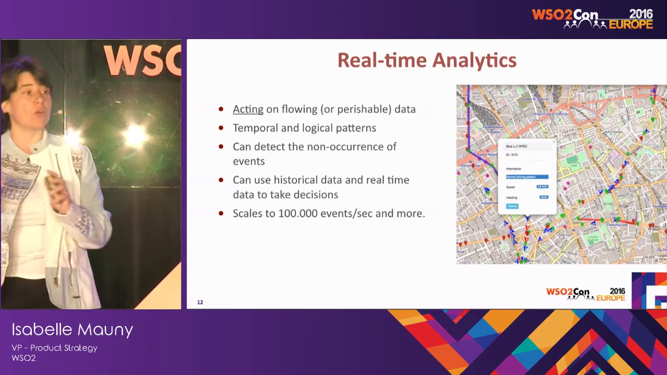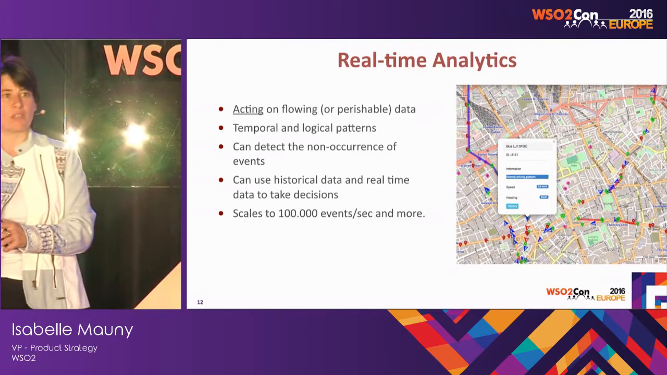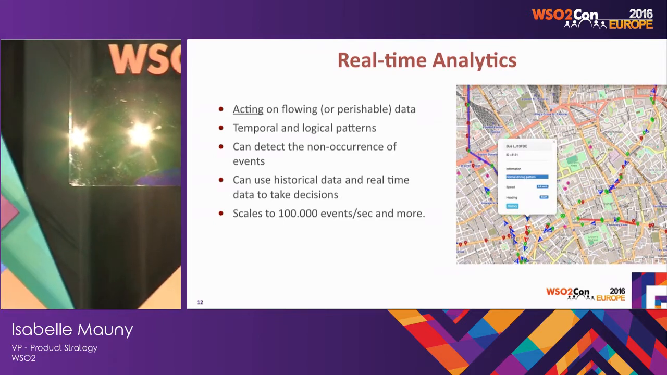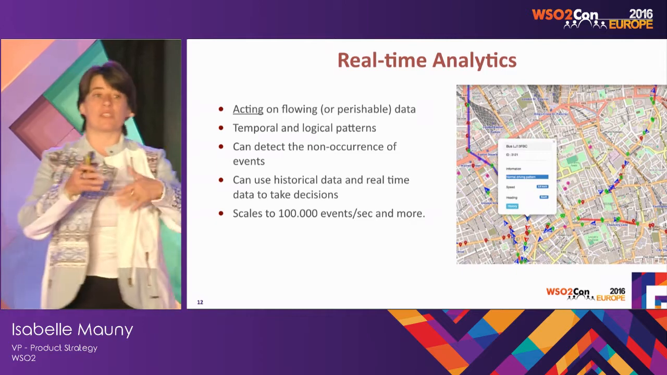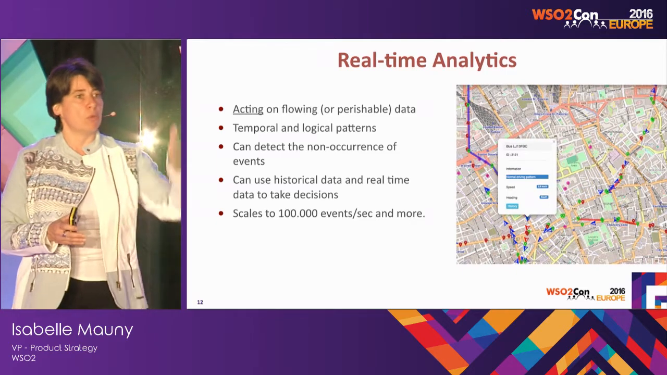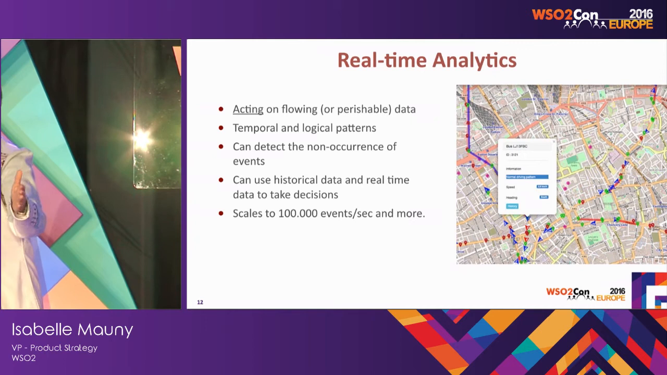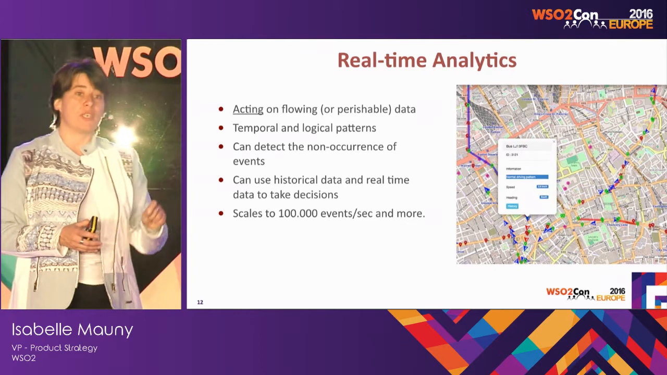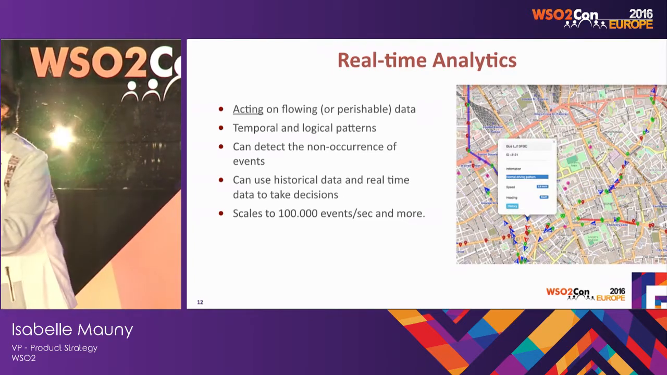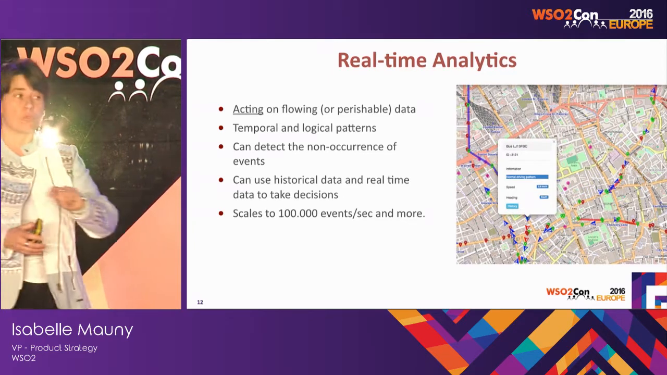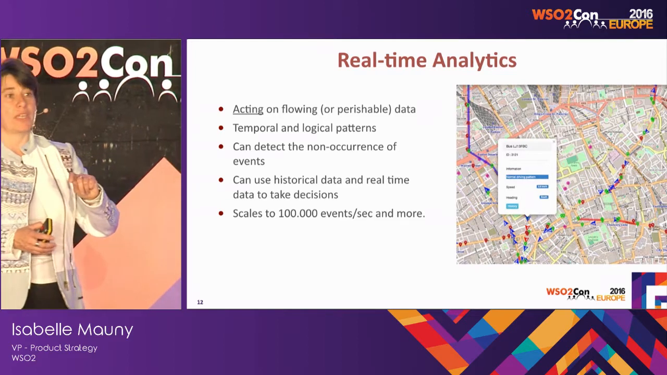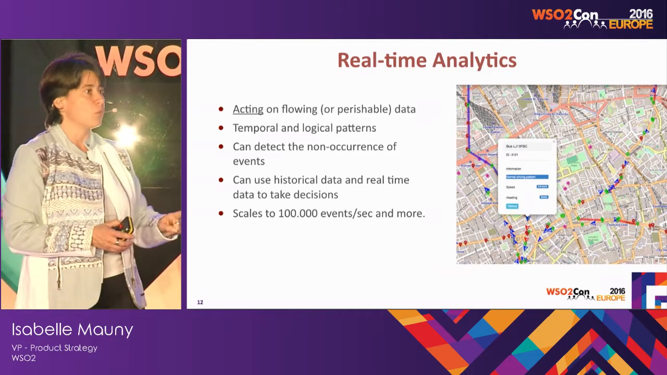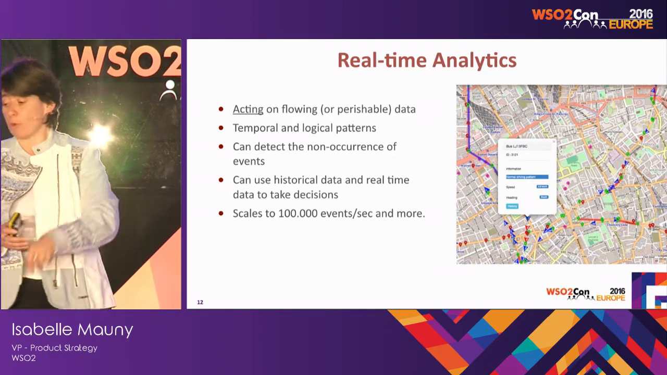And the other one is logical relationships between those events. So, this followed by that one has a significance. If those three events happen in any order, it doesn't matter. But when they happen in a certain order, then it does matter. There's a pattern here that I want to detect. It's also interesting that you can detect something that has not happened. That's even more important for some scenarios. This event should have arrived, but it has not. That is not normal. That is a problem, and that's something I want to know about.